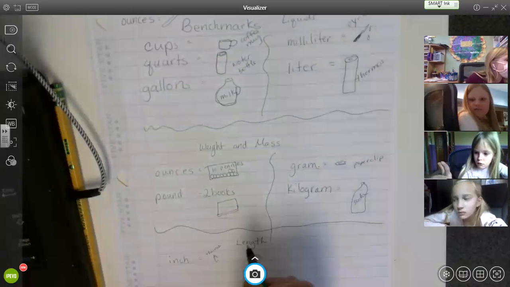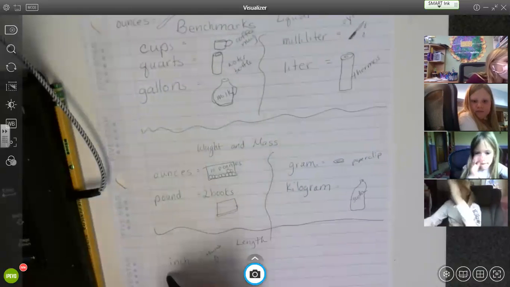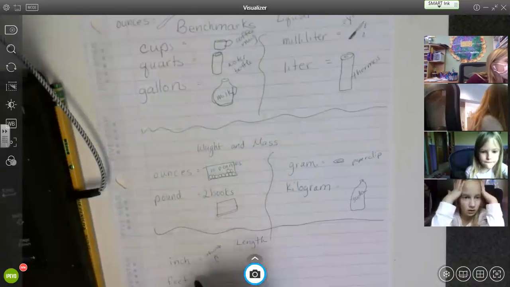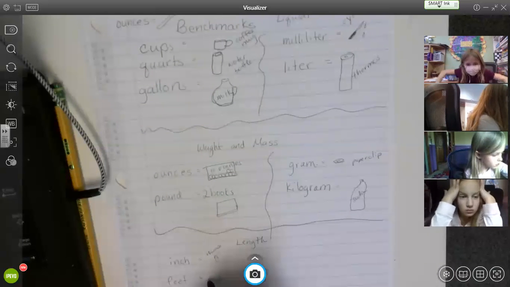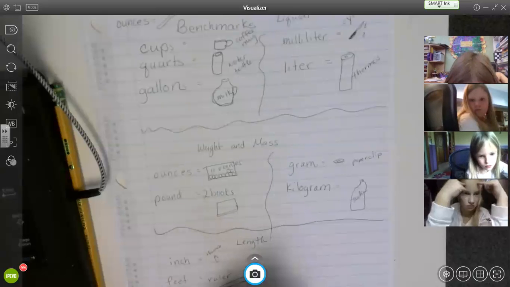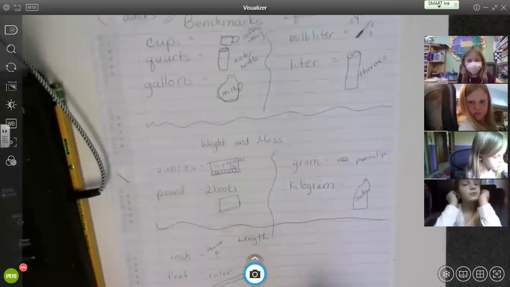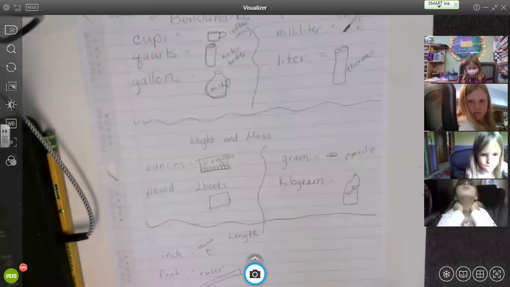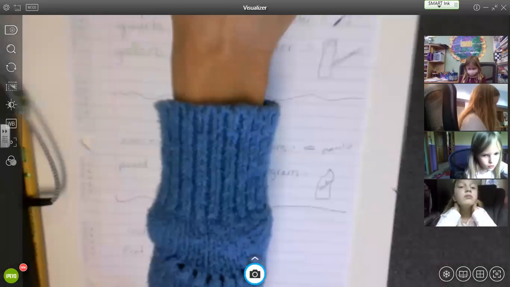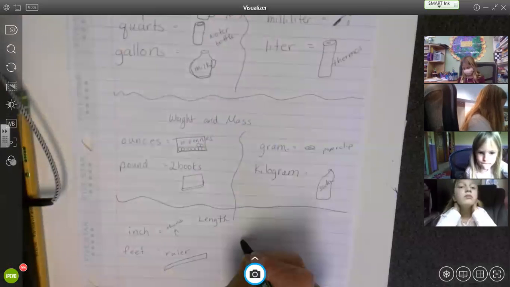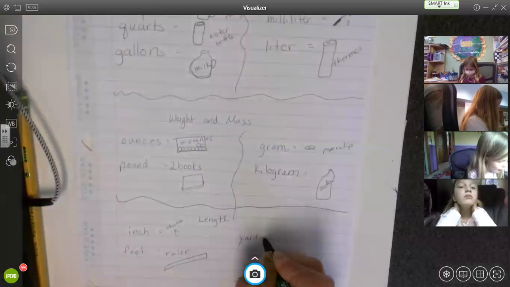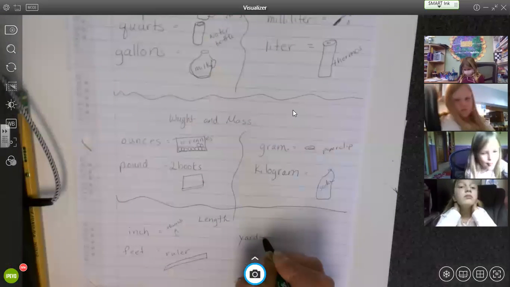And after inches, we would go measure in feet, right? Which equals a ruler. That can be your benchmark. 12 inches, right, in a foot. So a ruler would help you think of feet. That would be your next one up. We talked about yards. Think of a yardstick. So much larger. There's 3 feet in a yard.